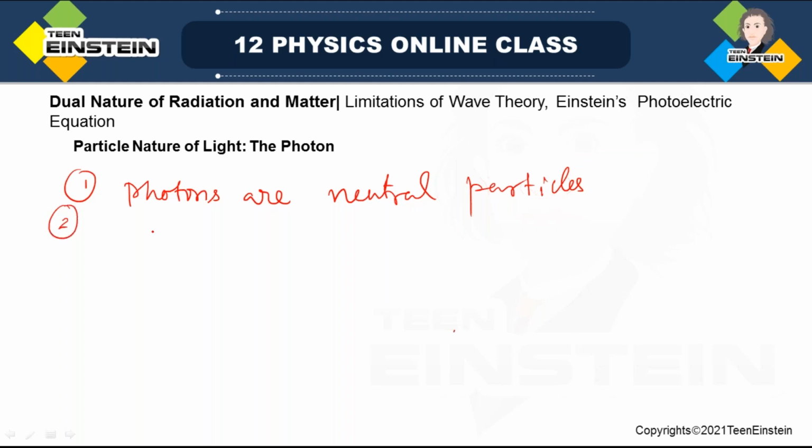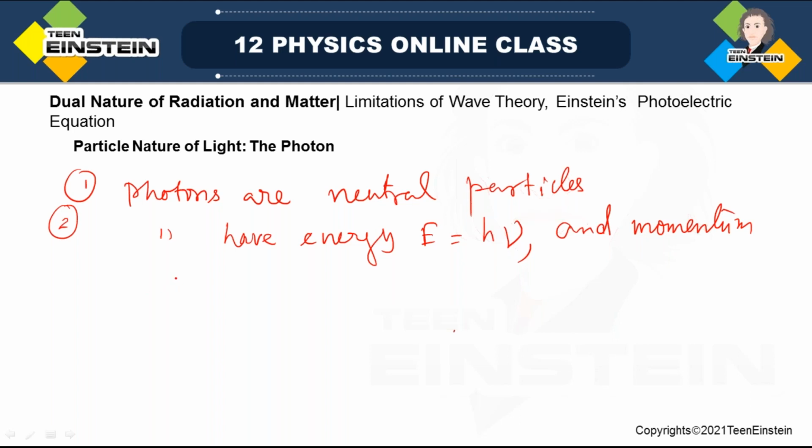Then second, they have energy. Photons have energy equal to h, the Planck constant, times the frequency of the particular radiation, and momentum. Momentum p is equal to E by c.